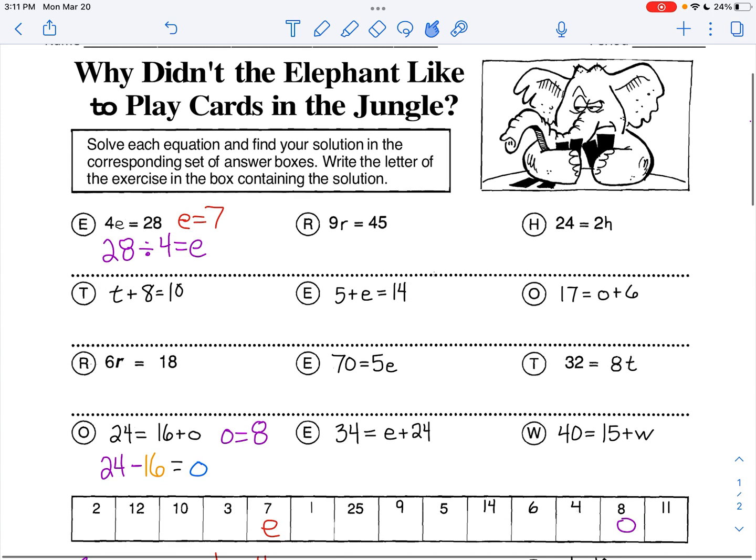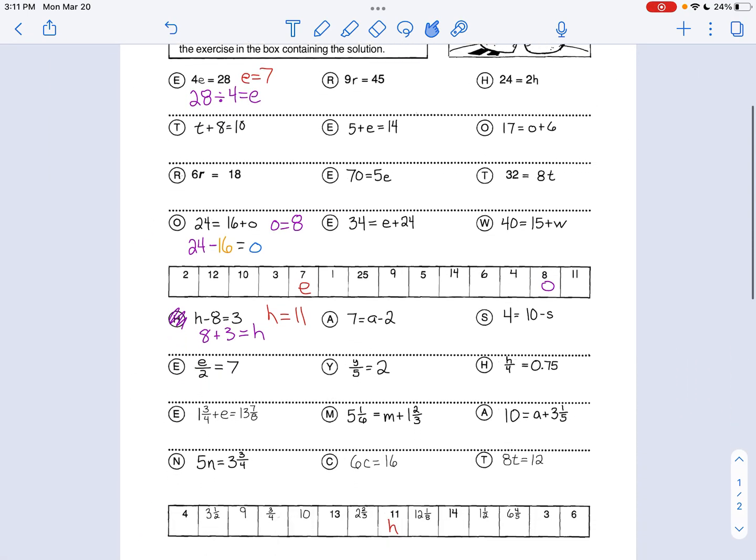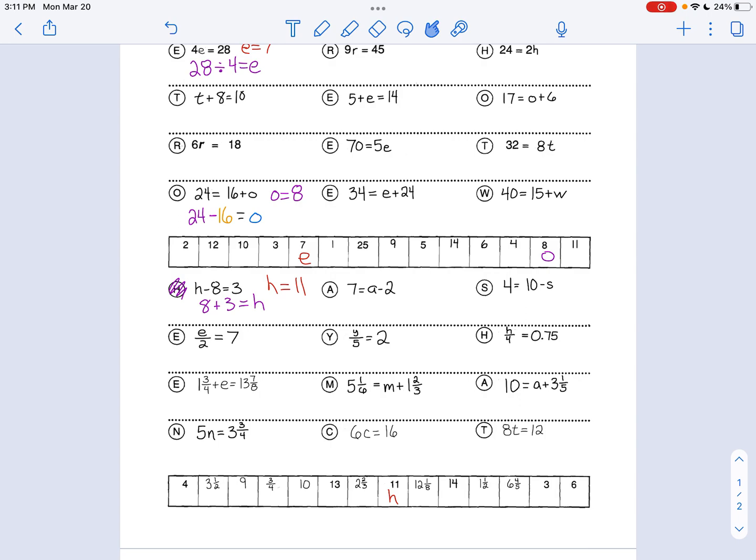I will also upload this video to Schoology, so if you want to rewatch how I solved these problems, you can. Again, you can work with a partner, but don't move tables. Stay where you're at. You can work with the people at your tables.